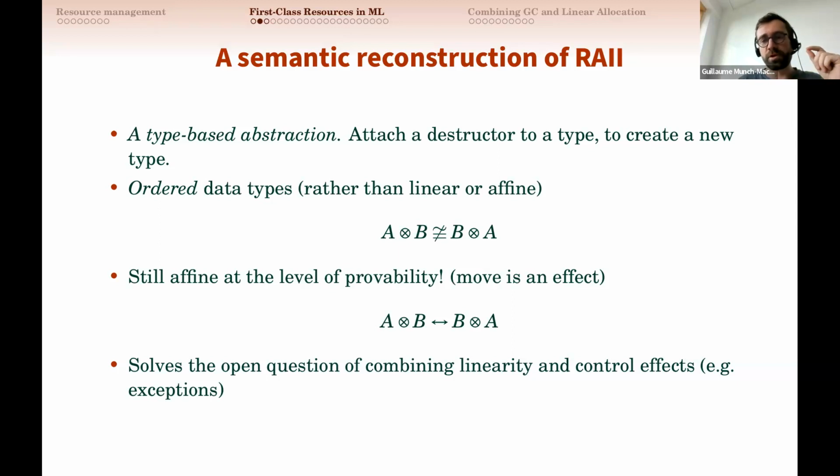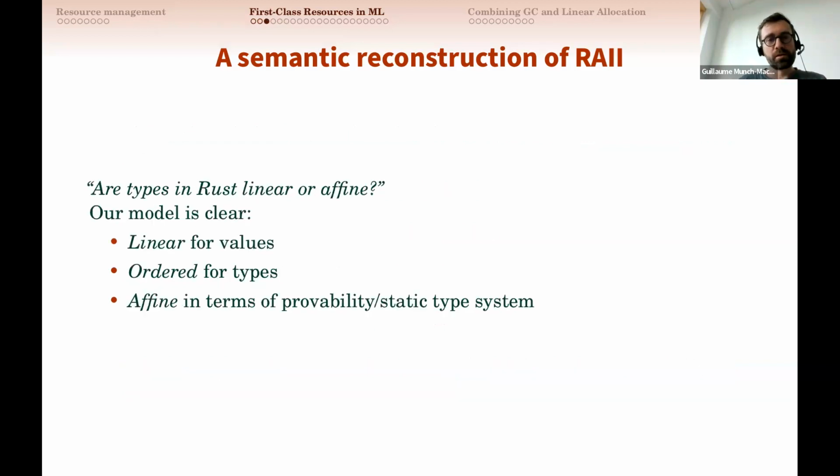For models of linear logic and linear logic applied to programming language semantics, it solves an open question of how do we combine linearity and control effects, such as exceptions. So we answered the question, are types in Rust linear or affine? They are linear for values. Values are linear. The types are ordered. And if we just look at the static type system, the types are affine. So it's a pretty clear answer to this question.